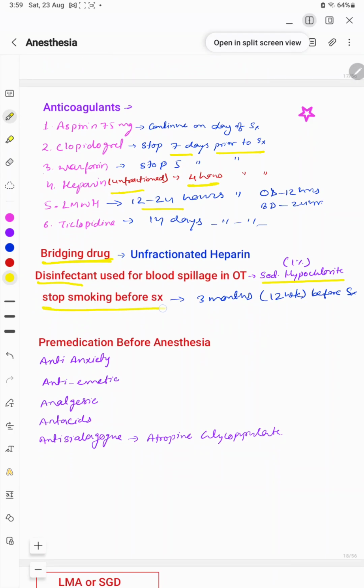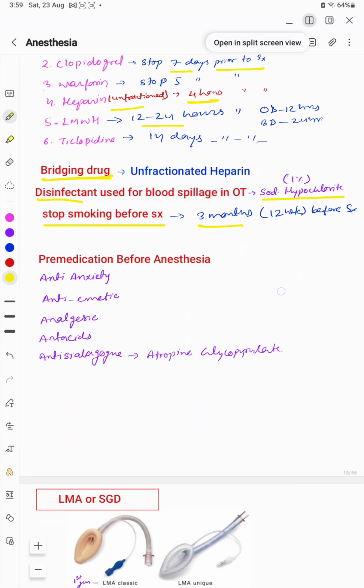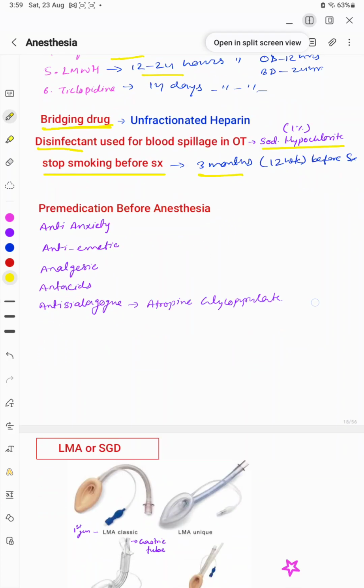Stop smoking before surgery. If you have surgery, you need to stop smoking at least 3 weeks prior to the surgery. Pre-medication: before anesthesia you need to give anti-anxiety drugs, anti-emetic drugs, analgesic drugs, antacids, and antisialagogue drugs like atropine and glycopyrrolate, which I already told you.